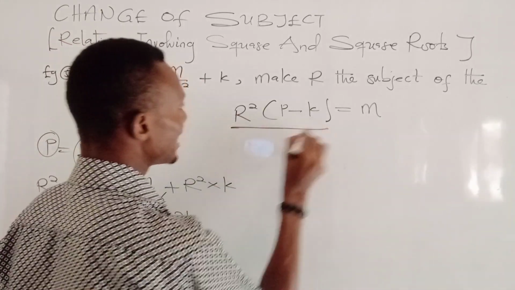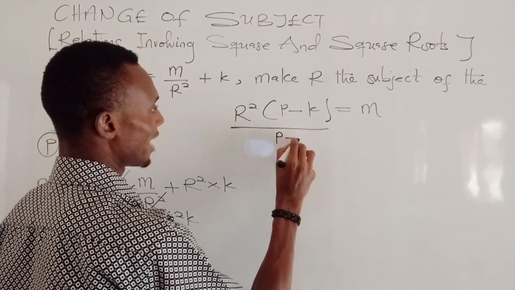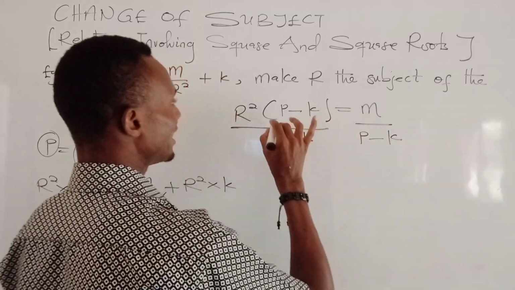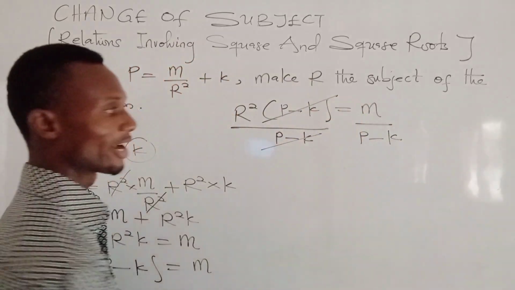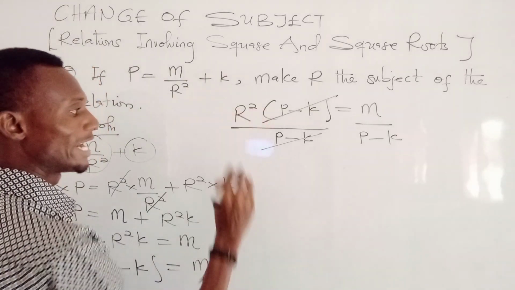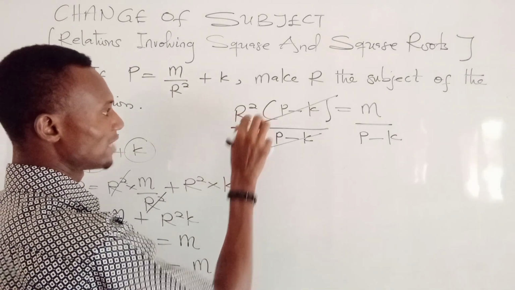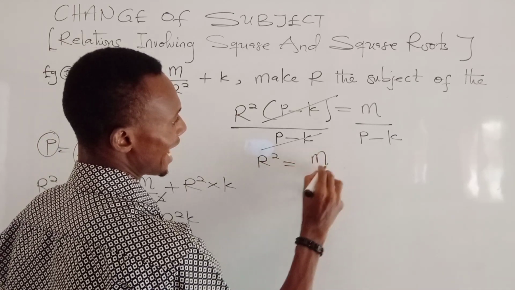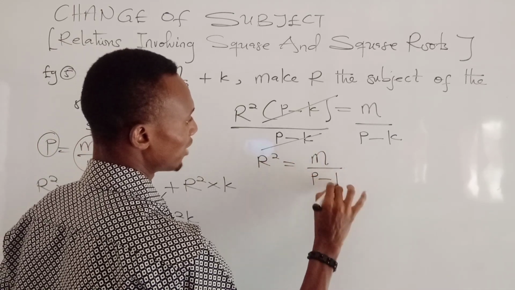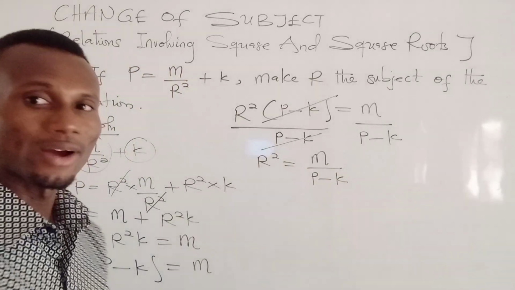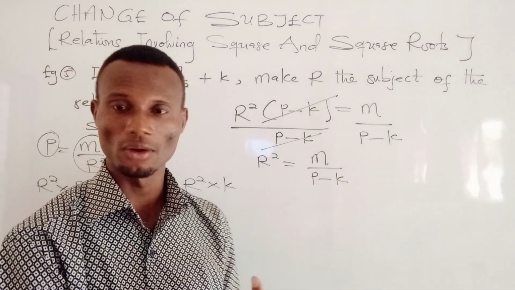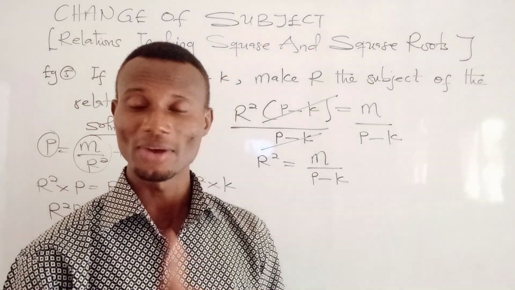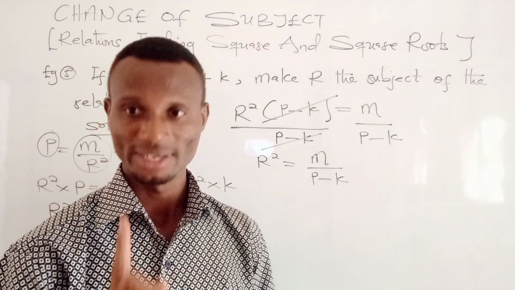So I'll divide here by the p minus k and here also by p minus k, so that this p minus k will cancel this p minus k away. Then let's write what we have left. What I have left here is my r squared equals to m over p minus k. Now we are not done. If you leave it like this, you are wrong, because the question didn't ask you to make r squared the subject. The question said make r the subject.